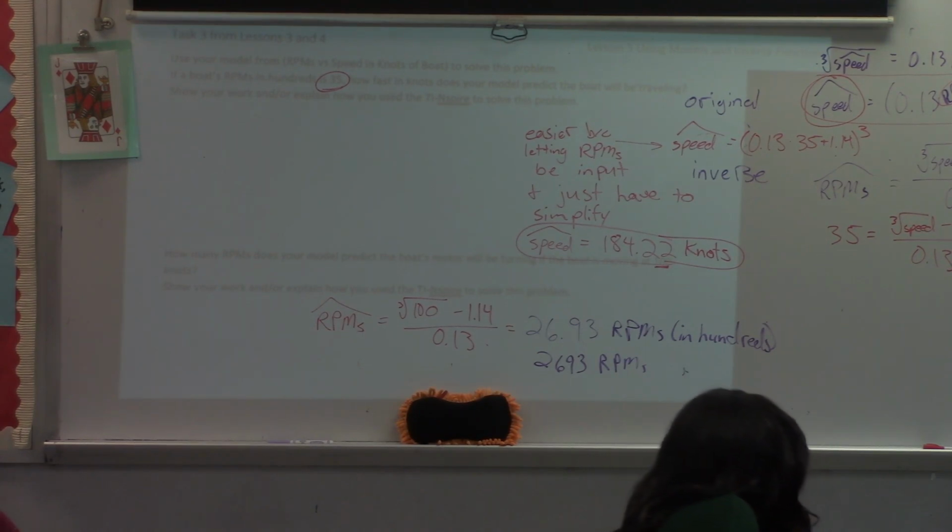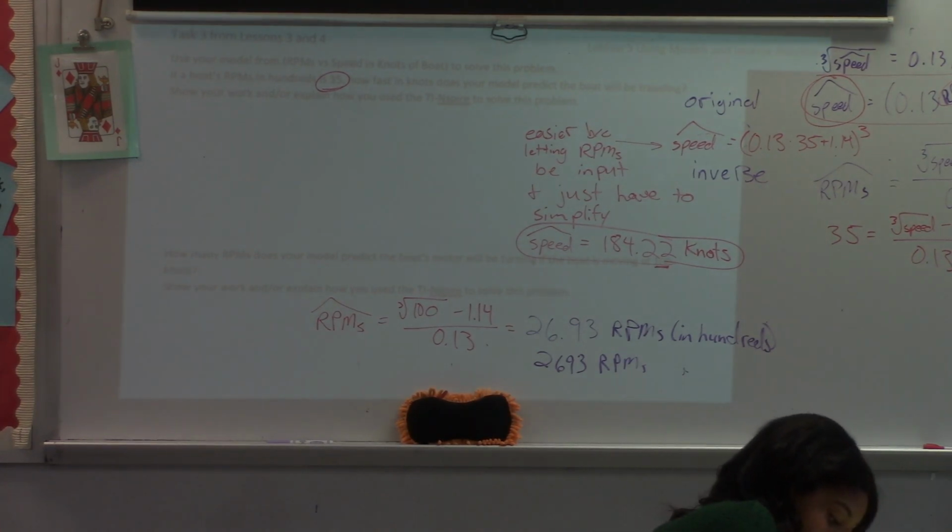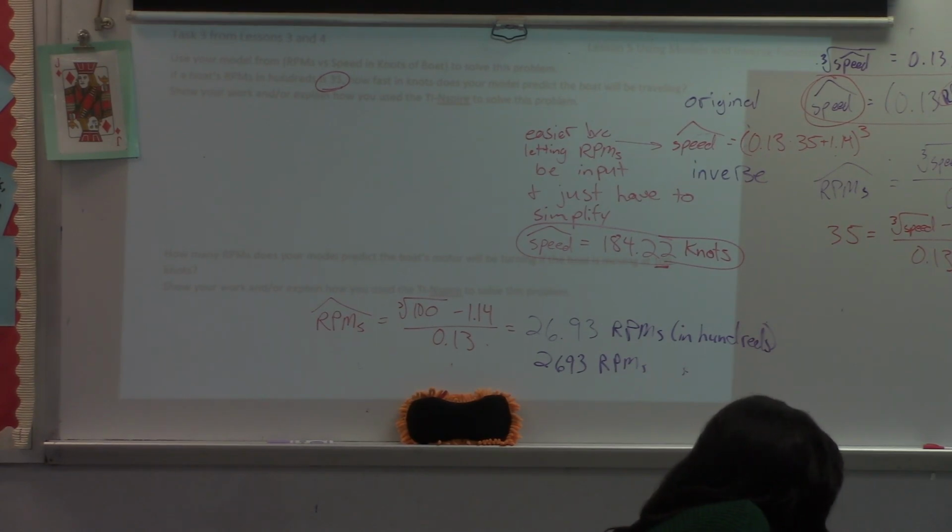By the way, based on the previous problem, does that predicted RPMs make sense? Why? Why does it make sense?